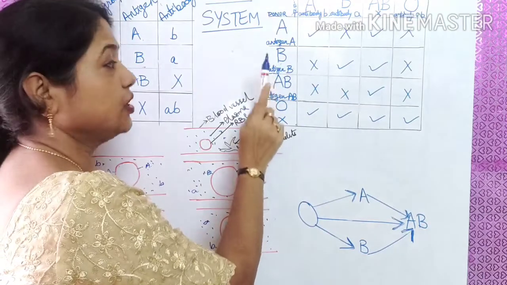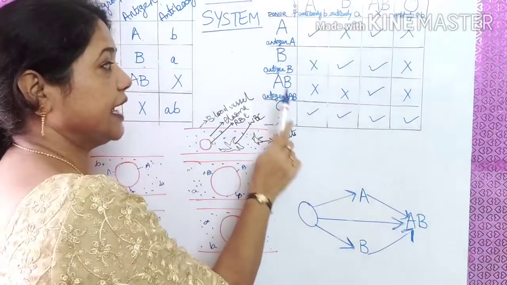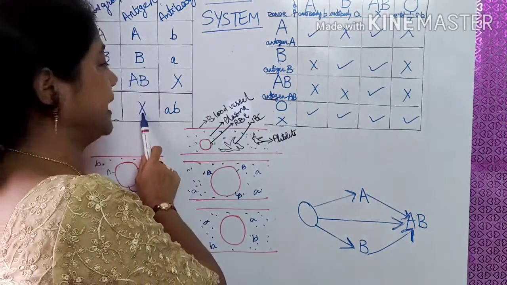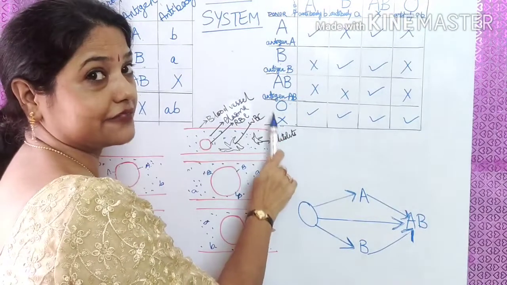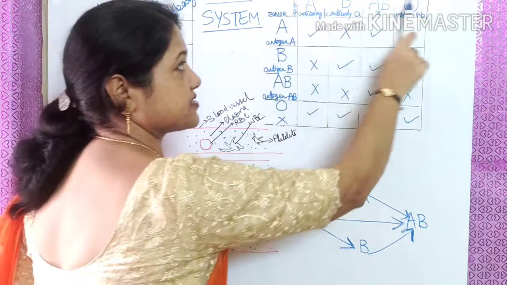Antigen will be B. When blood group is AB, what is the antigen present in the blood? Antigen will be AB. When the blood group is O, what will be the antigen present in the blood? There will be no antigen present in the blood. Similarly, let us see the recipient.